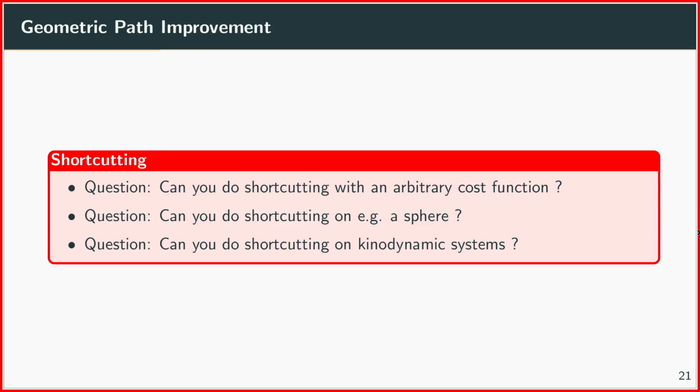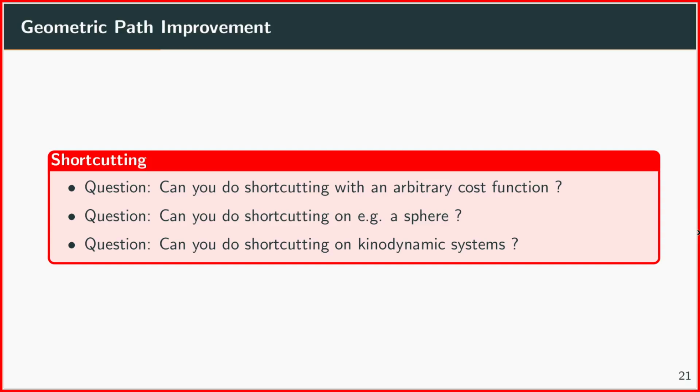Mm-hmm. Okay, so you said it's not possible, you said it's possible. Who's right? Actually, you're both right, so it really depends. And it depends on the steering function. So if you can actually steer from one point to another point exactly, then this is basically the same as if you would interpolate on a geometrical system.